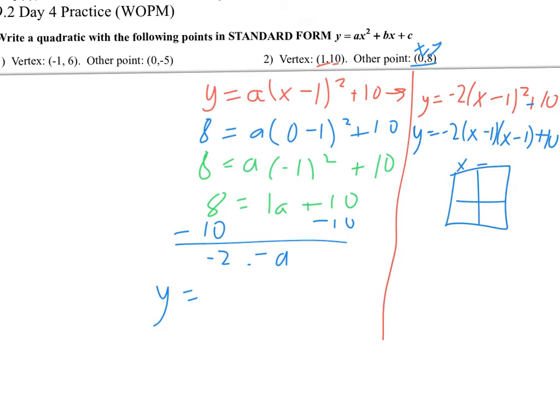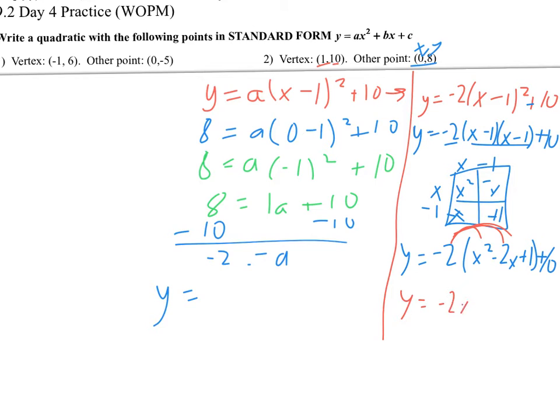X minus 1 times x minus 1. I like to use the box for that. This will be x squared minus x, and then plus 1. And so I'm going to leave this -2 outside, and then instead of this, I'm going to replace it with the contents of my box, which is x squared minus 2x plus 1. And I'll still have that plus 10 out back. And so now what I need to do is distribute that -2. So you have -2x squared plus 4x minus 2 plus 10. And now lastly, we'll just combine like terms. We get -2x squared plus 4x plus 8.